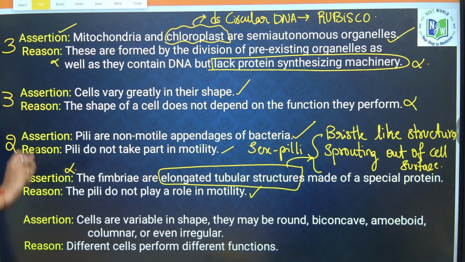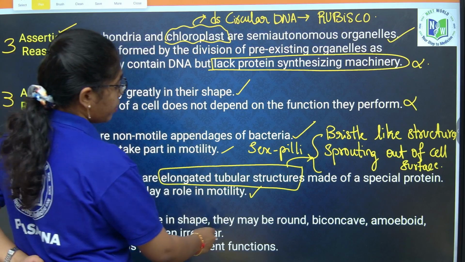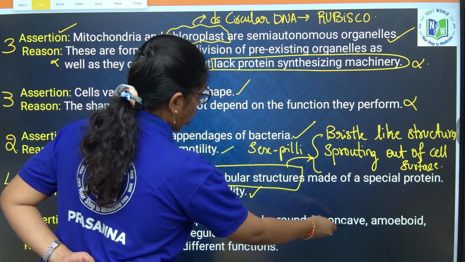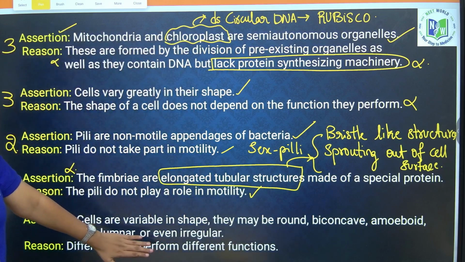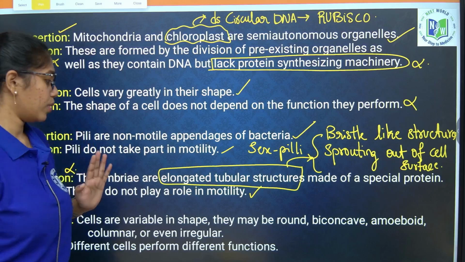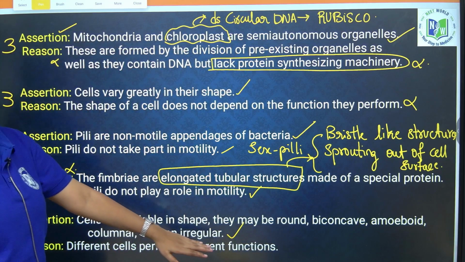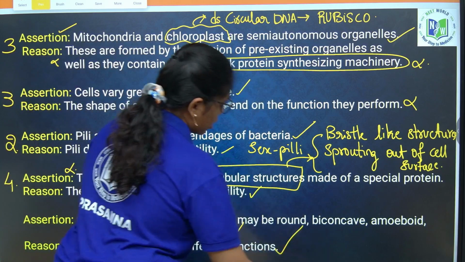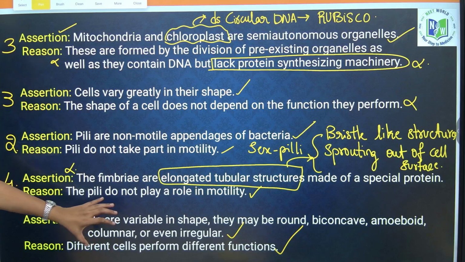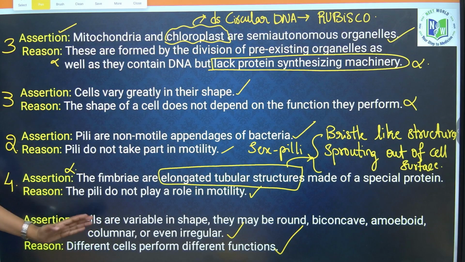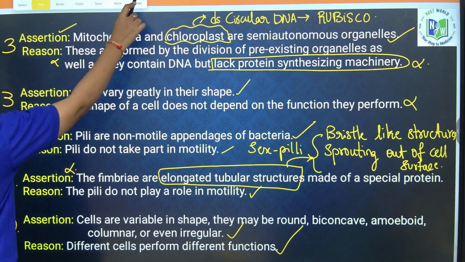When the assertion is wrong and the reason is true, then what will be our answer? Option 4. Okay. Next, cells are variable in shape. They may be round, biconcave, amoeboid, columnar or even irregular. Correct. Assertion is correct. Different cells perform different functions. True. Reason is also correct. When two statements are true but nowhere is this explaining the assertion, then our option will be 2. Okay. Next question.